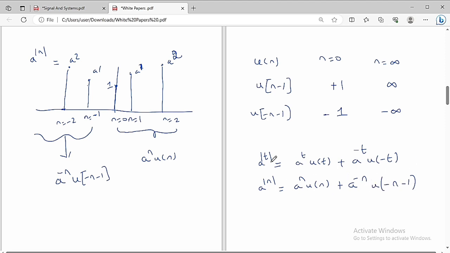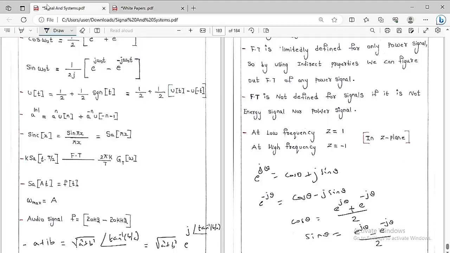This concept I already told. So mod t is equal to plus t for t greater than or equal to 0, and mod t is equal to minus t for t less than or equal to 0. Similarly, mod n is equal to plus n for n greater than or equal to 0, and mod n is equal to minus n for n less than or equal to 0. So this is what I have replaced. Here positive means plus t, here positive means plus n, here negative means minus t, here negative means minus n. So this is a thing always you have to keep in mind.